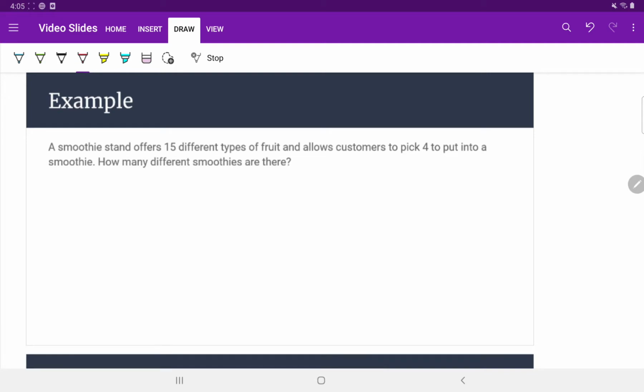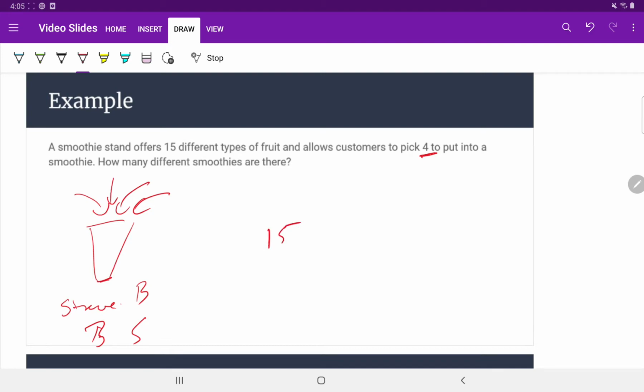So let's just do a few examples together. A smoothie stand offers 15 different types of fruit and allows customers to pick 4 to put into the actual smoothie itself. So how many different smoothies are there? Well, because order doesn't matter. Once you're putting that fruit in there, it doesn't really matter what order you put the fruit in. When you blend it all, it looks the same. So the example that I would have used in class is that a strawberry banana smoothie is the exact same thing as a banana strawberry smoothie. You can't tell which fruit went in first after it's all blended up.